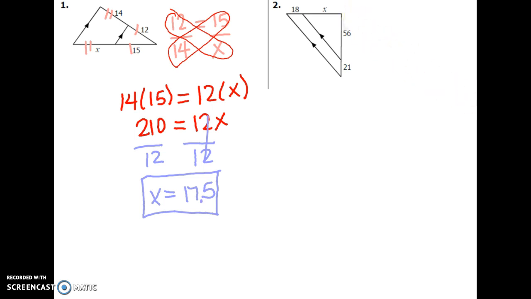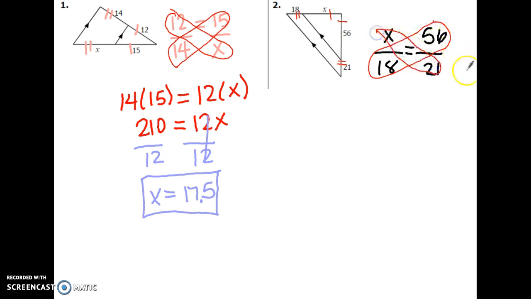So I'm going to do my marks. I'm going to say these two sides get 1, these two get 2. So I'm going to set up my proportion. I know x will be equal to 56, and I know that those will go over 18 and 21. Then don't forget our equal sign in the middle. That way we can start our butterfly over our proportion. That's an ugly butterfly, but it's okay.